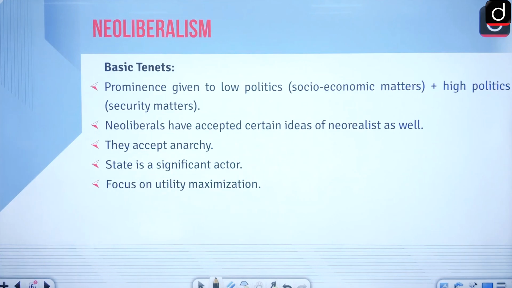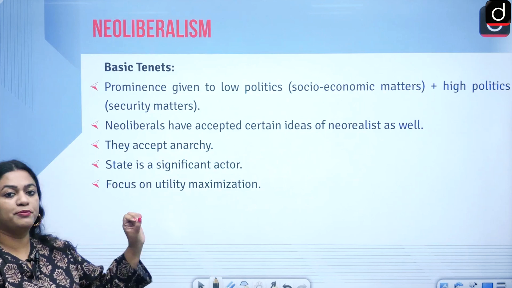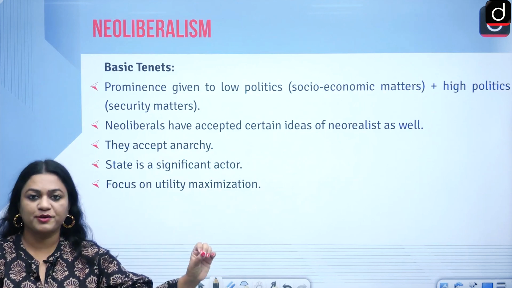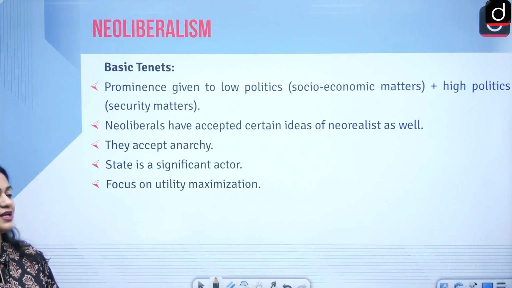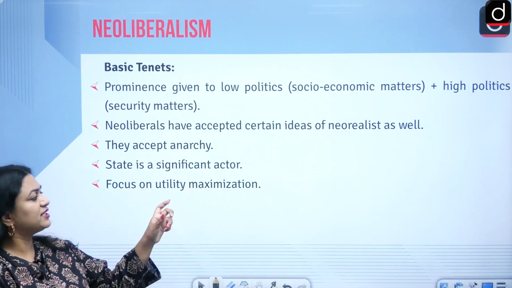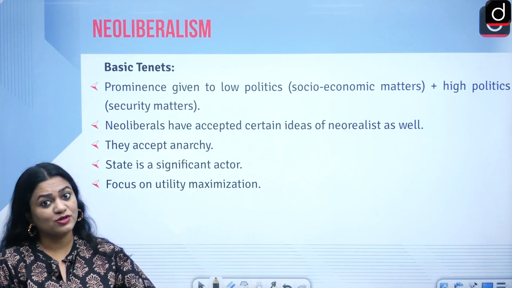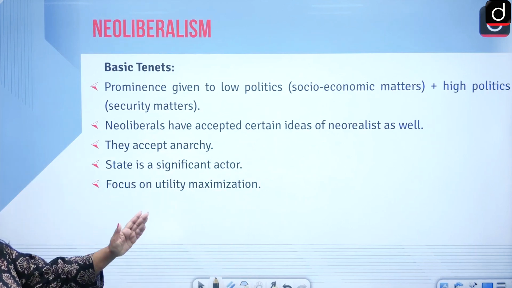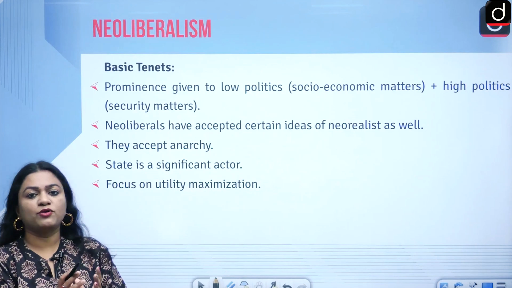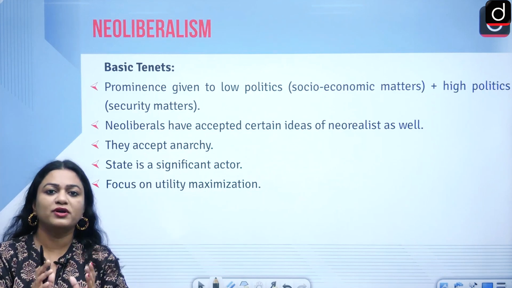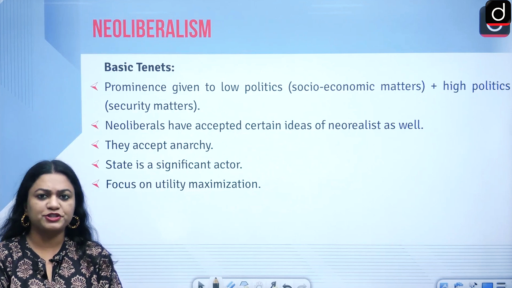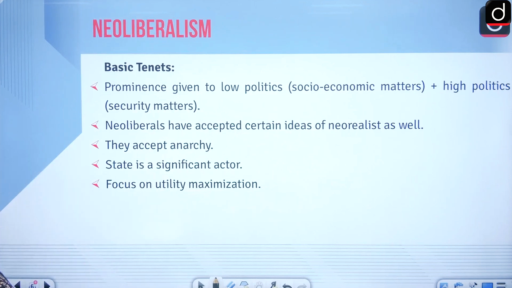Now, we will understand the basic tenets of neoliberalism. Under neoliberalism, prominence is given to both low politics and high politics. What is low politics? Those issues which are associated with socio-economic, environmental or cultural matters. And high politics is a very narrow understanding of politics, limited just to military issues or state-to-state issues.